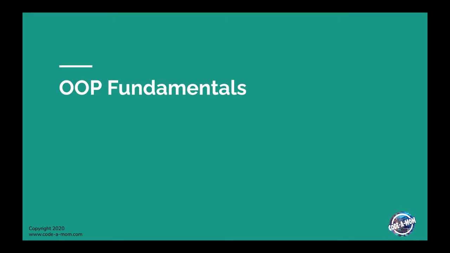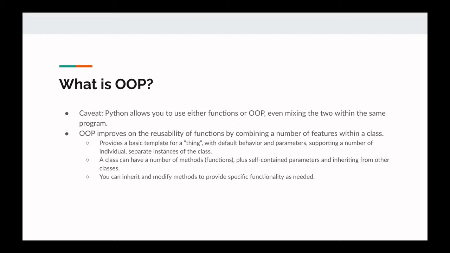Alright, jumping in. OOP fundamentals, object-oriented programming fundamentals. So what is OOP? OOP is basically an improvement upon functions. Now, I do put a caveat in here saying that Python allows you to use either functions or objects. Even I'm mixing those two together within the same program, and that's really beneficial because if you work with programming languages such as Java, where you have to use the object-oriented paradigm, a simple hello world program can turn into half a dozen lines of boilerplate just to get the hello world printed to the screen. If you used a function, it's basically two lines. Define your function and print hello world.